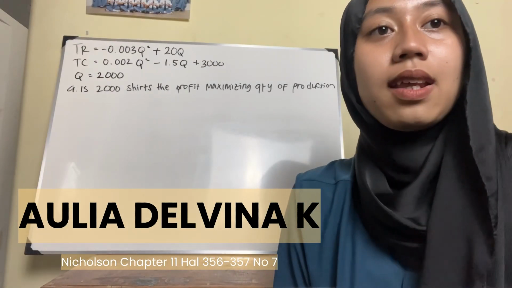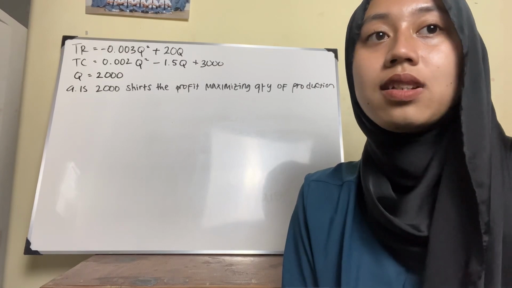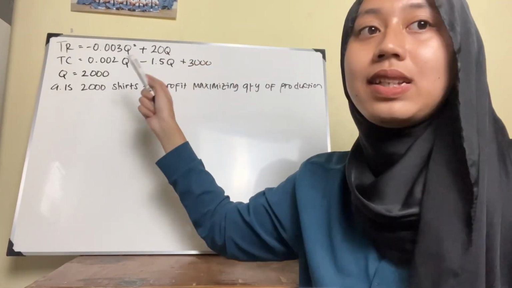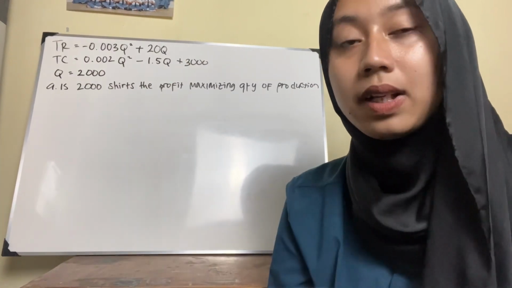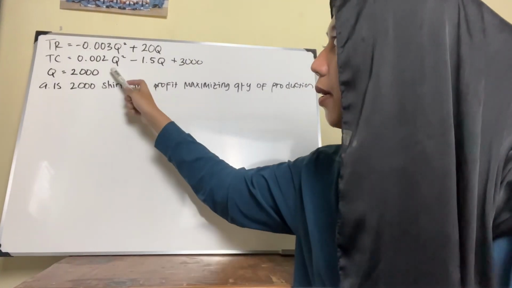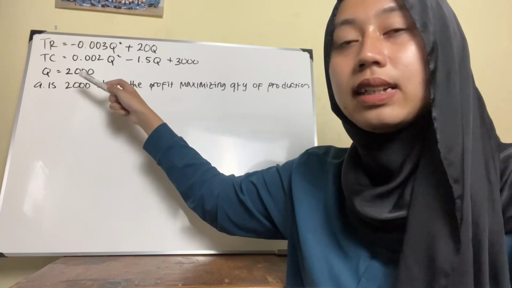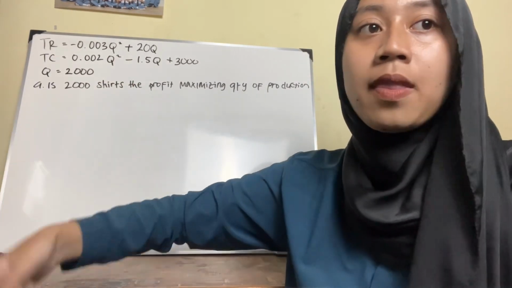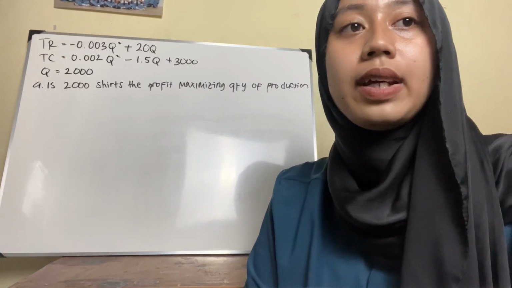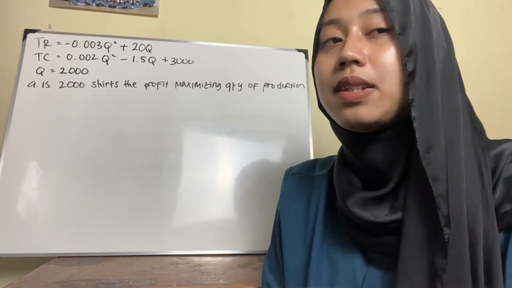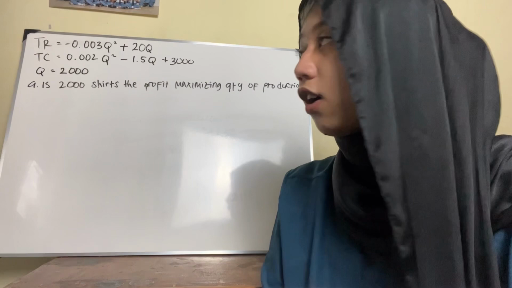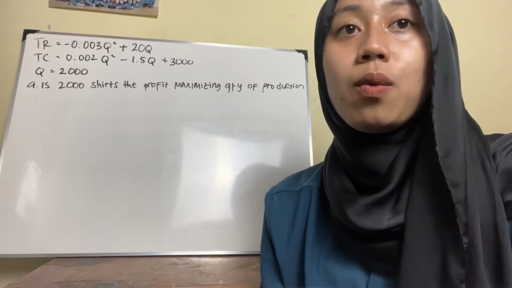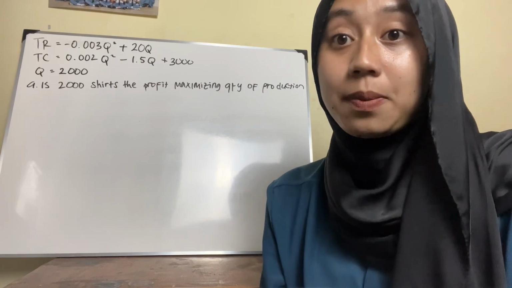Okay, so the shirt manufacturer has the following total revenue and total cost function, where Q represents the number of shirts produced per month, and the company is currently producing shirts. The quantity of shirts is 2,000, and the questions are: is 2,000 shirts the profit maximizing quantity of production? If so, why? And if not, what should the company do to increase its profit?